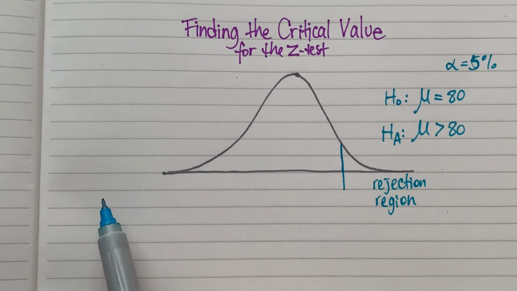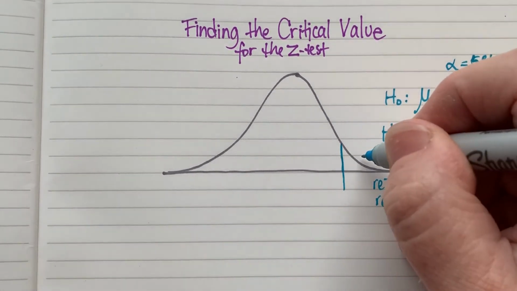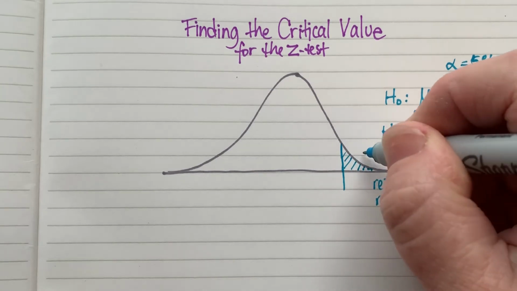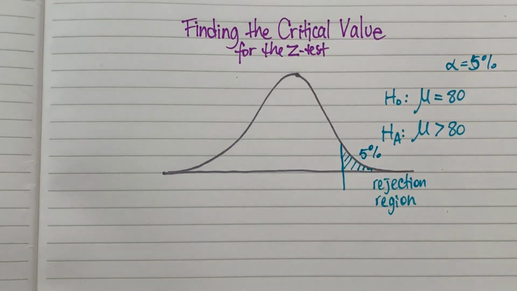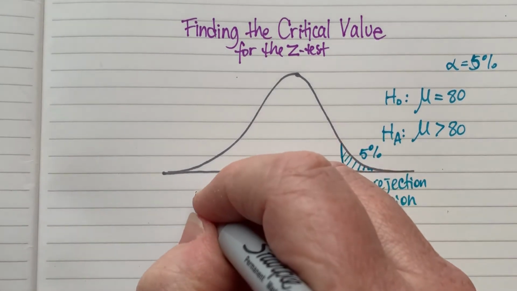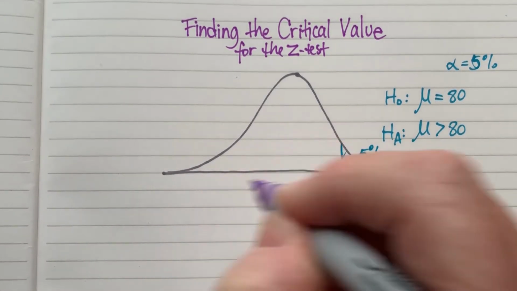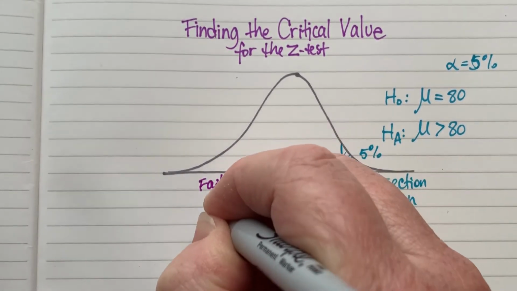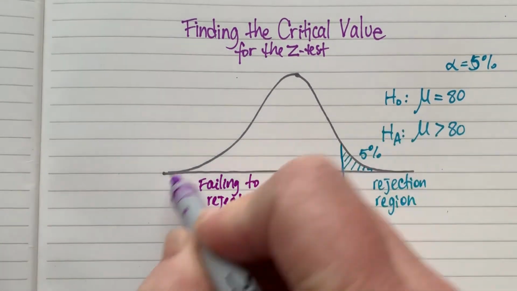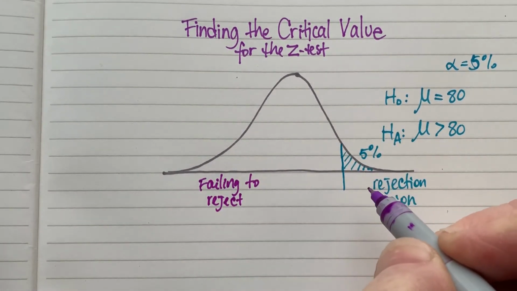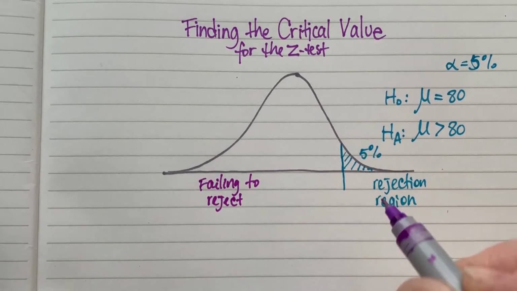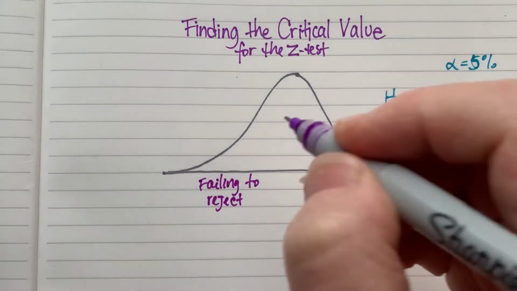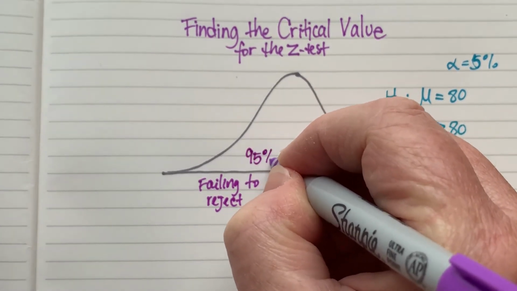Now, if alpha is 5%, then this region under the curve over here will be 5%. The rest of this curve is going to be the non-critical region. This is where I'm not going to be rejecting. This is the failing to reject region. We are going to say that this just happens due to chance. There is variability. It just happens to be different. And this is going to be the 95% region.